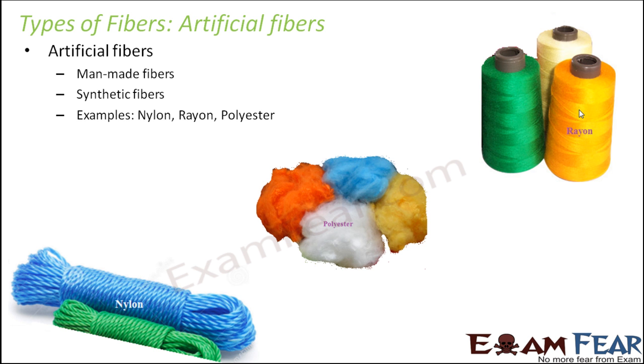You talk about nylon. The most common thing made up of nylon is nylon ropes, and I'm pretty sure that you must be seeing this very commonly in your house. Rayon is not silk, but it resembles silk. So it is like artificial silk, you can say.